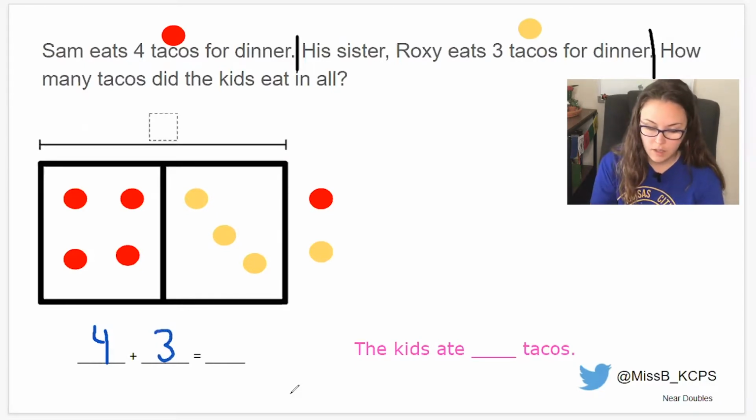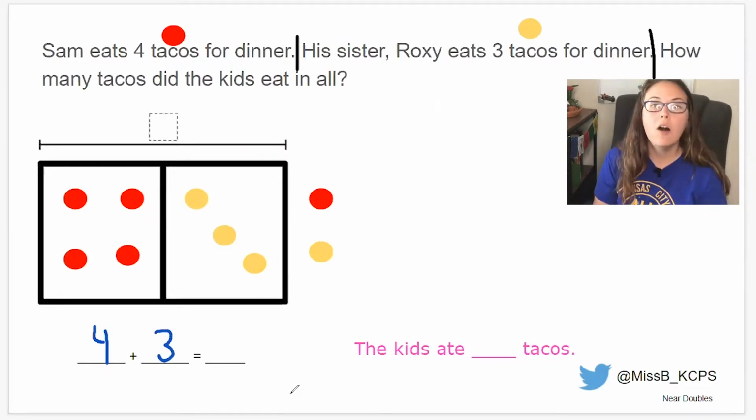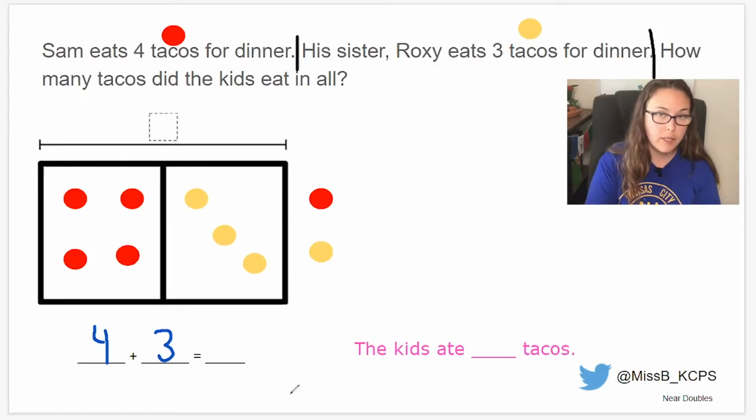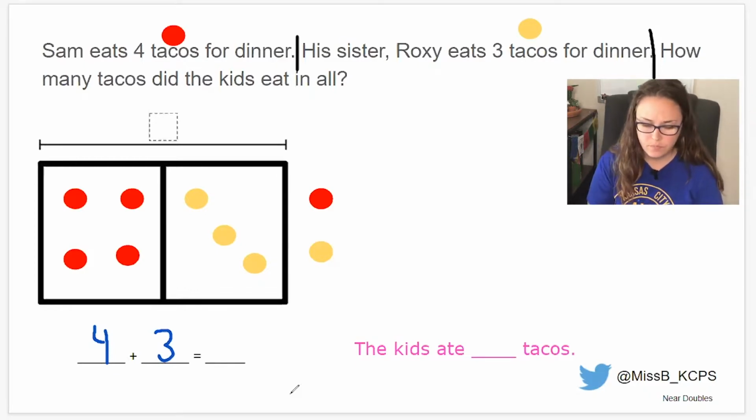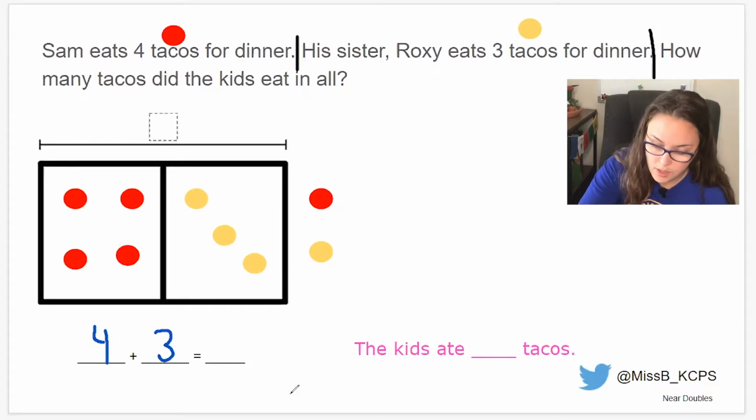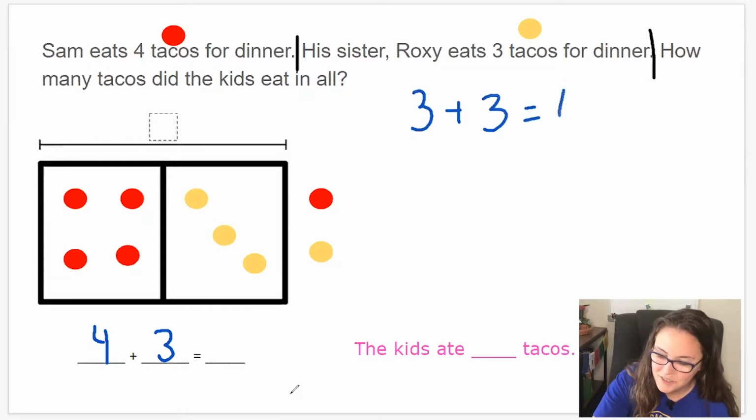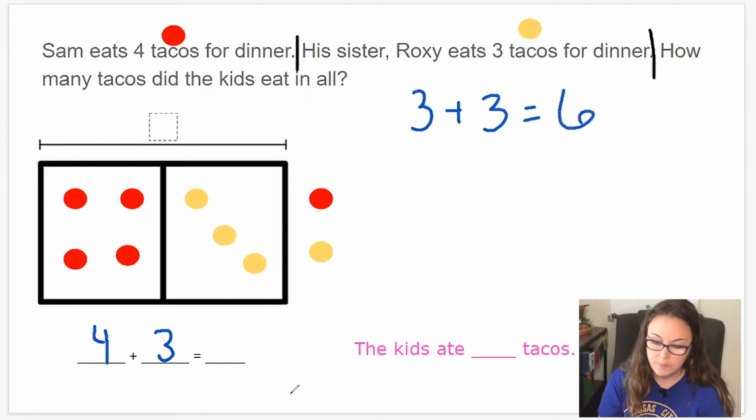number sentence. Now we have to think about solving, and in order to do that, I want you to think of a doubles fact that is almost 4 plus 3. Can you think of one? The one that I would use is 3 plus 3. Do you know what 3 plus 3 is? I knew you did. It's 6. Great job. So I know that 3 plus 3 is almost 4 plus 3.